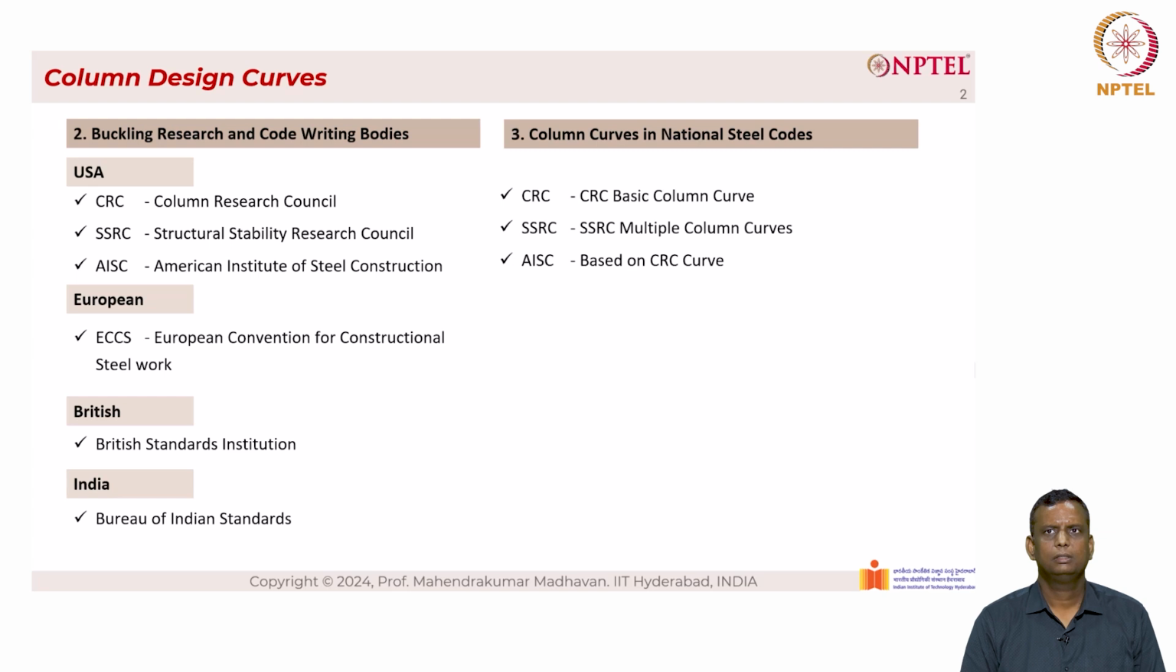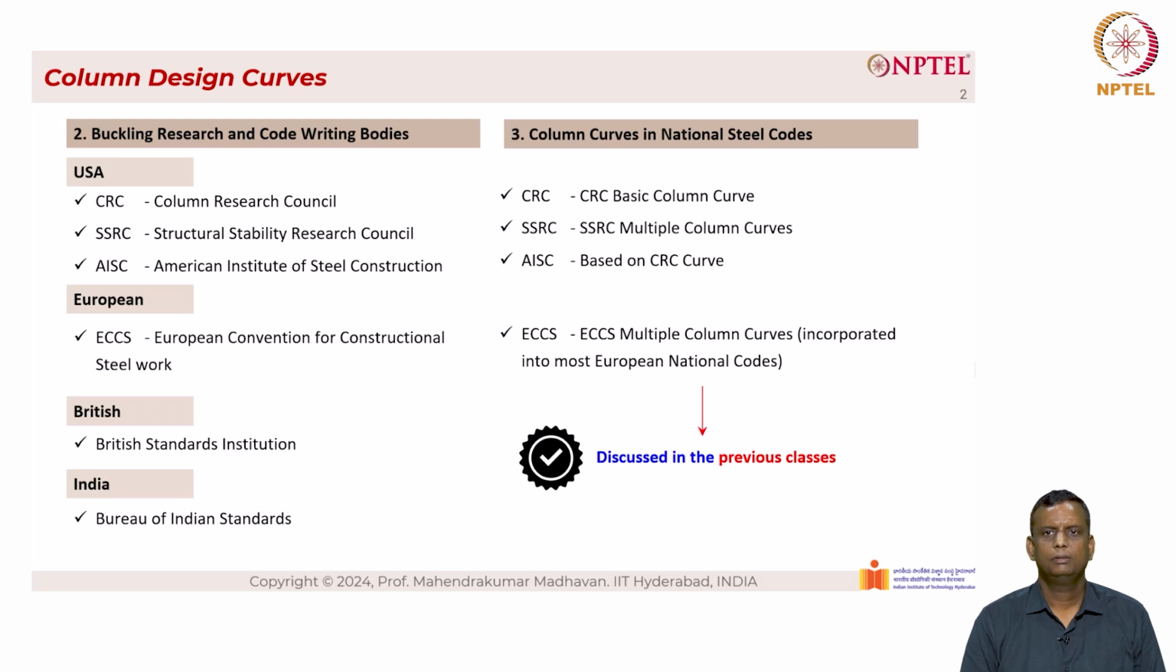The corresponding column curves are given as: CRC is the Column Research Council Basic Column Curve, SSRC is the SSRC Multiple Column Curves, and AISC is based on the CRC curve. ECCS is based on multiple column curves incorporated into most European national codes. The following were discussed in the previous classes.